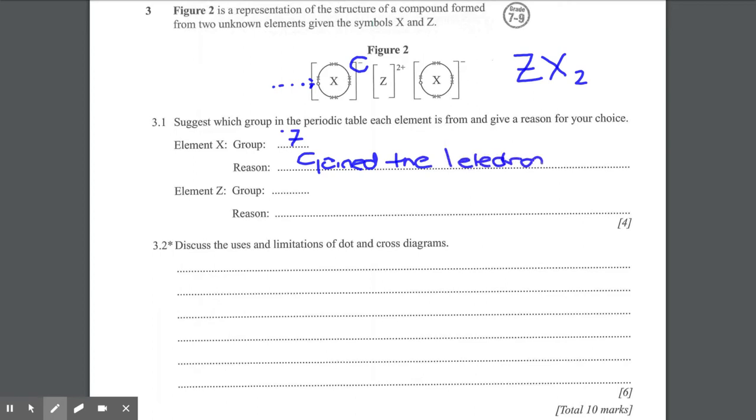And if we do the same for Z, we can see it's a 2 plus charge, which means it's lost 2 electrons, and it's this one here and this one here. So if it's lost those 2 electrons, it must have had 2 outer electrons, and so it must have been in group 2, because it has lost both outer electrons. So we've got that from dot cross diagrams, and question 3.2 is asking us to look at the pros and cons of what a dot cross diagram allows us to do.